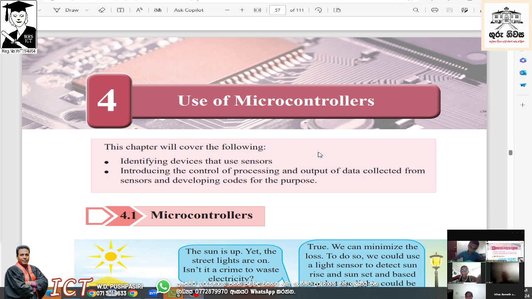Sir, we wrote: in this lesson we will identify devices that use many sensors.